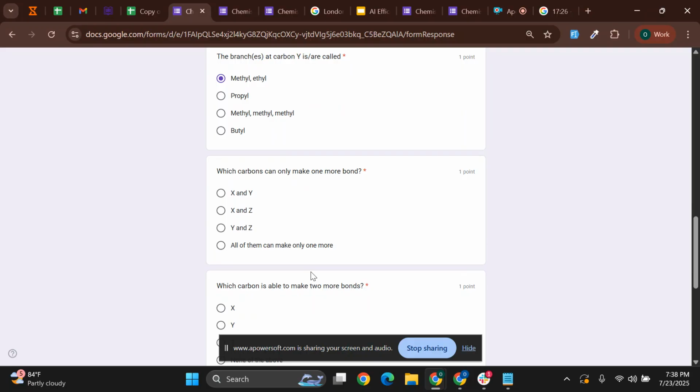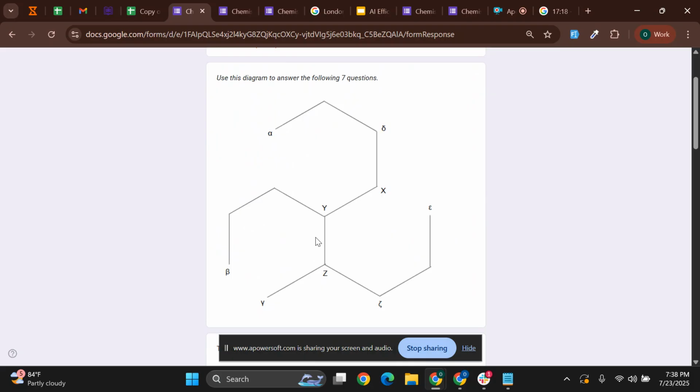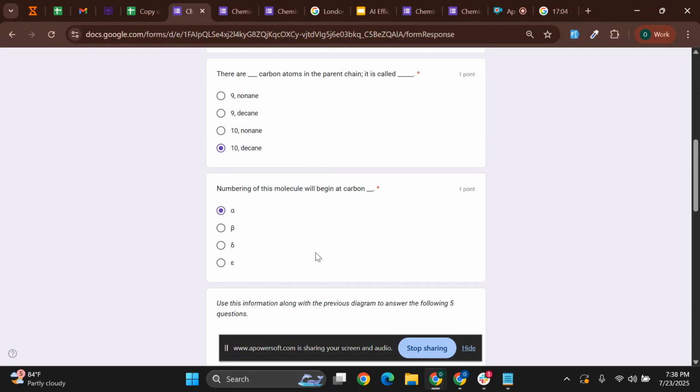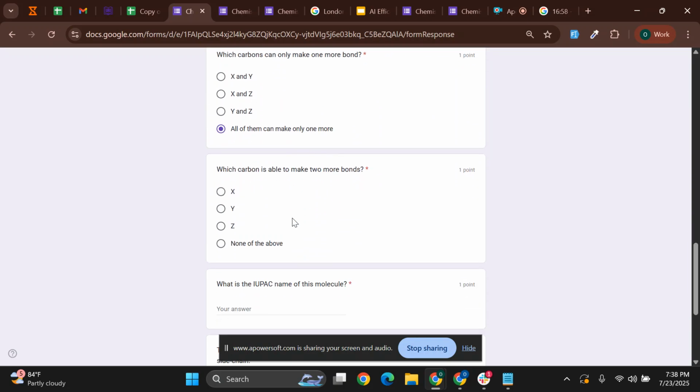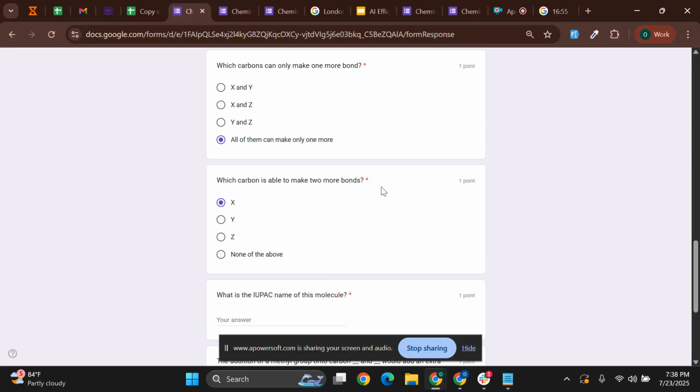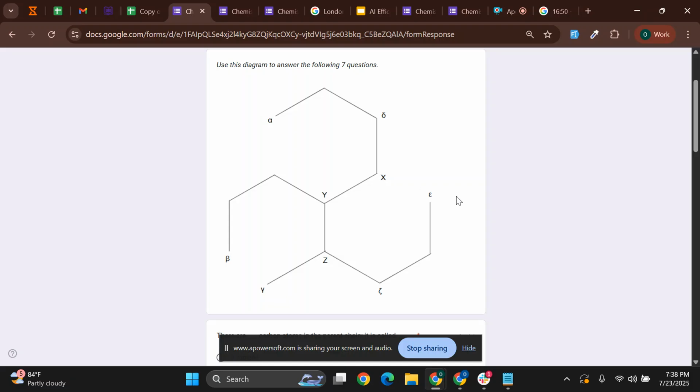Which carbon can only make one more bond? X, Y, X, Z, Y, Z. I think all of them can make one more bond. Which carbon is able to make two bonds? I think X, because X has only two bonds. It can easily make a third and fourth bond.